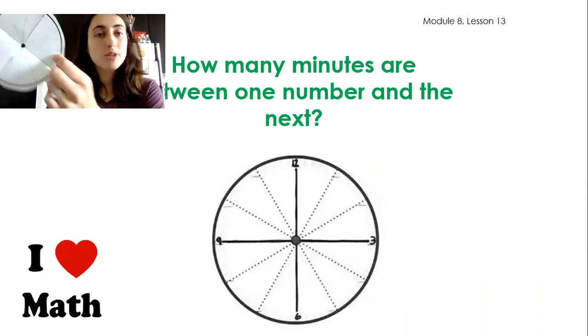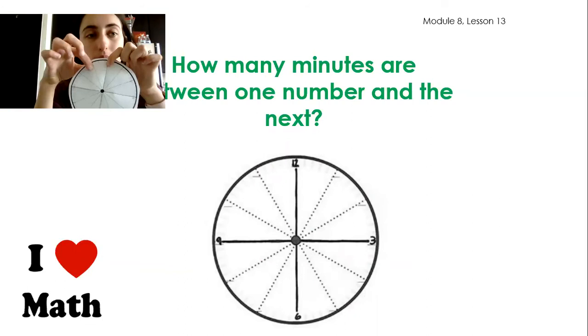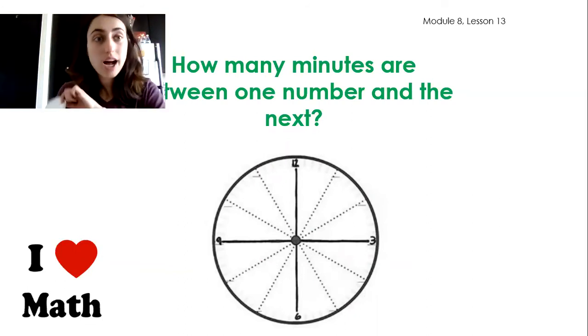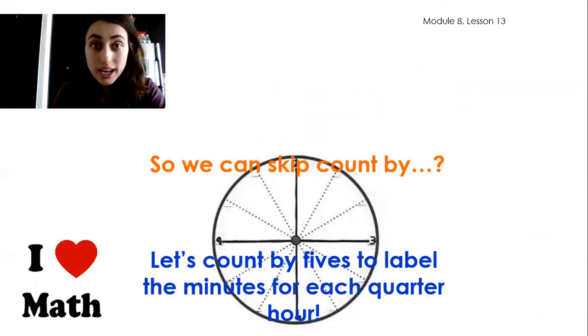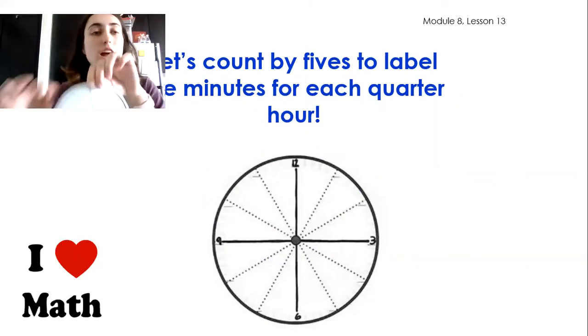So how many minutes are between one number and the next? In between, say, 12 and 1, how many minutes are there? You can even count it. There are 5, right? There are 5 minutes in between there. So we can skip count by 5s. Absolutely. Let's count by 5s to label the minute for every quarter hour.